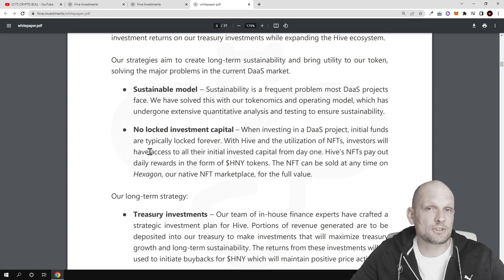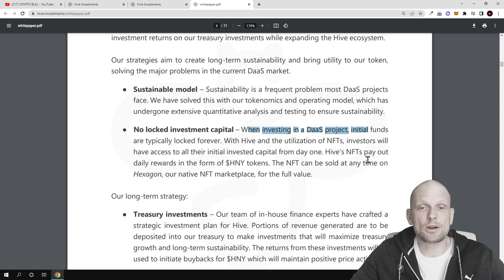As you know, previously we have been reviewing different metaverses, but this is NFT which actually allow people to make profits. This is one thing what I found interesting about this project, and another is that you can sell these NFTs at any time at all. As you can see here, guys, no locked investment capital when investing in DAS. Project initial funds are typically locked forever. With Hive and the utilization of NFTs, investors will have access to all their initial invested capital from day one.